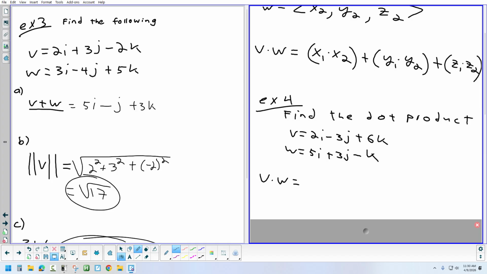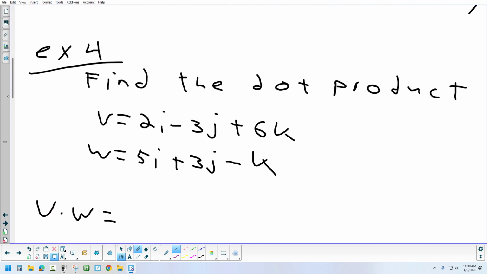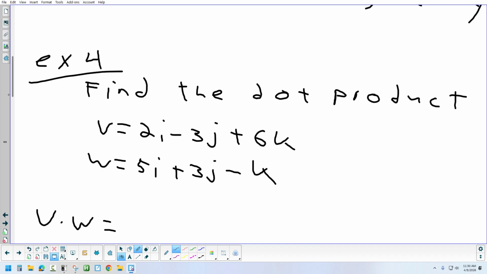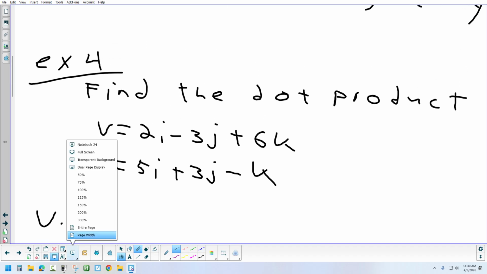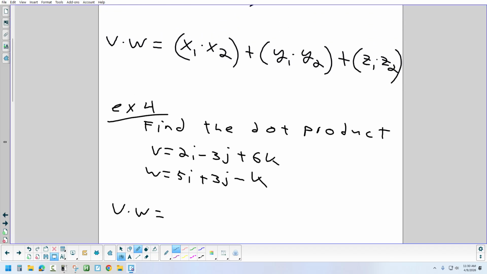Okay, so let's find the dot product between the two vectors v and w. v is 2i minus 3j plus 6k, and w is 5i plus 3j minus k. Okay, Mia, what are the first two things I would multiply together to get the dot product? 2 times 5. Yep.